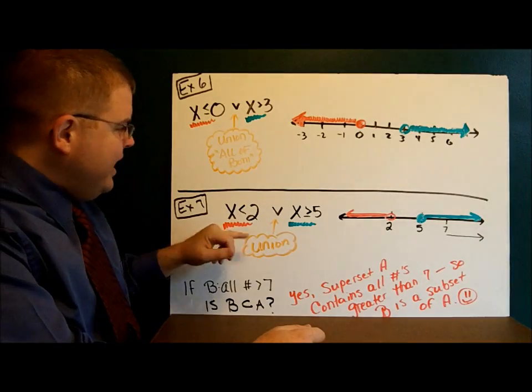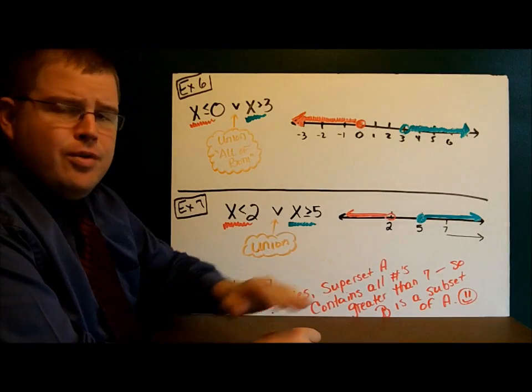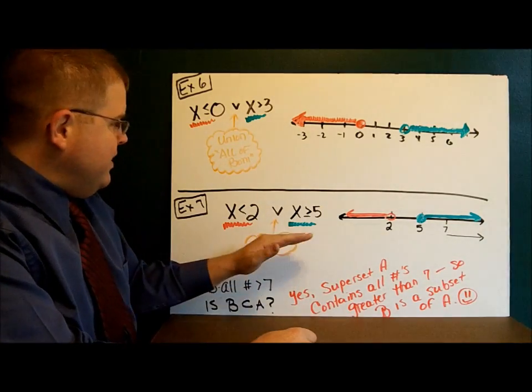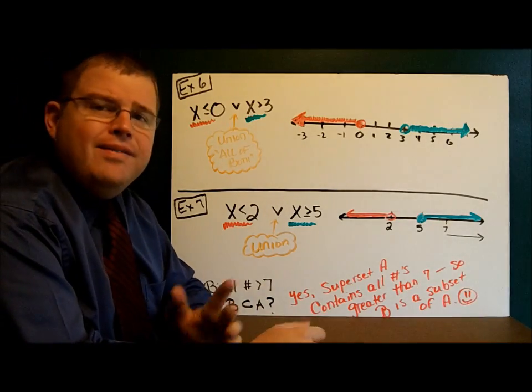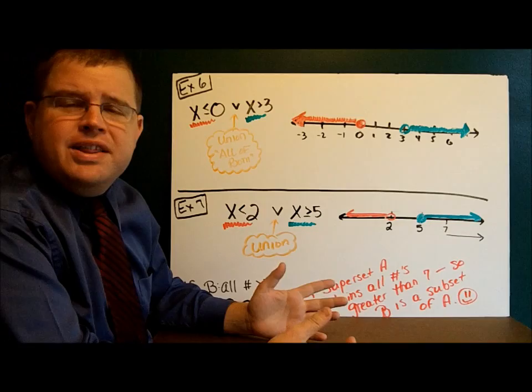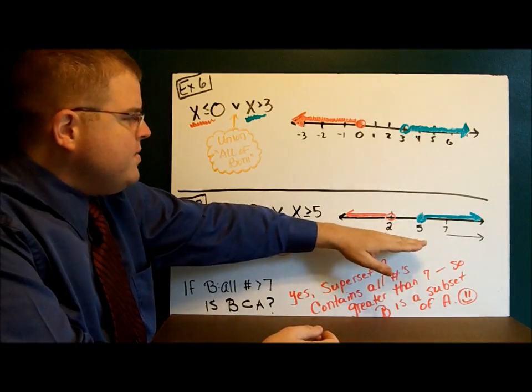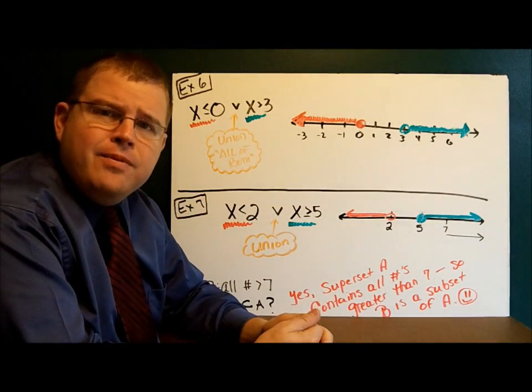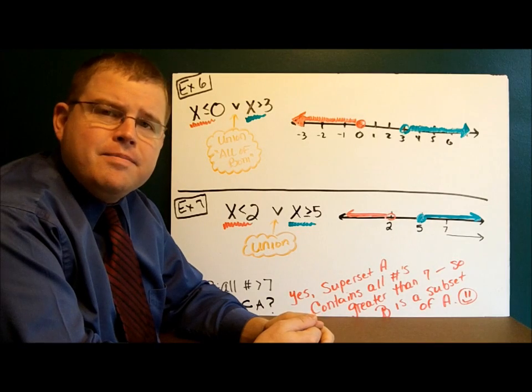Example 7, x is less than 2. I've graphed that in red. X is greater than or equal to 5. I've graphed that in green. It's the union, it's everything together, and so that's my answer. That's the graph of this set, this inequality.